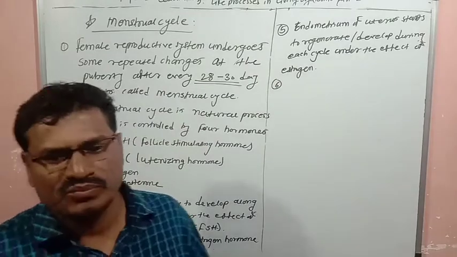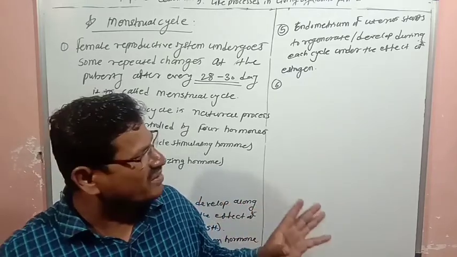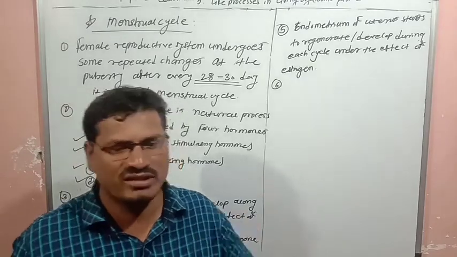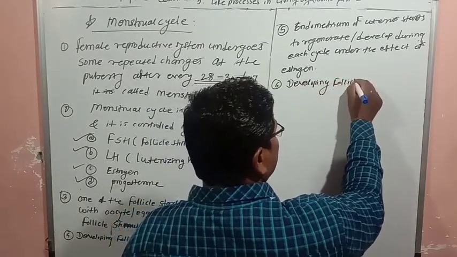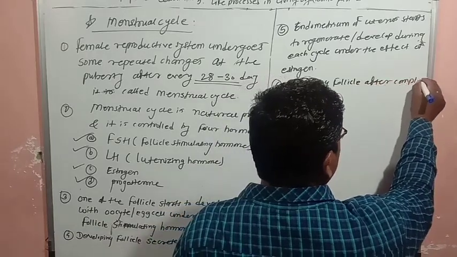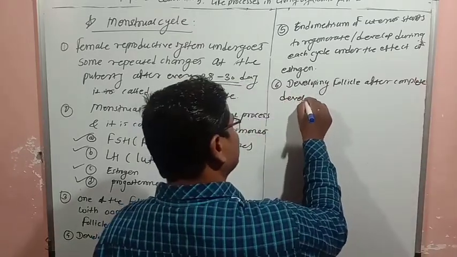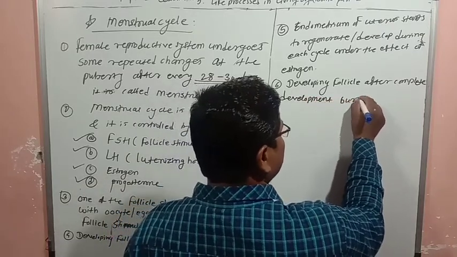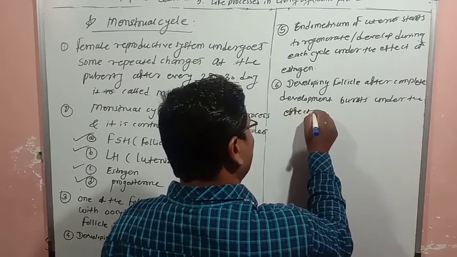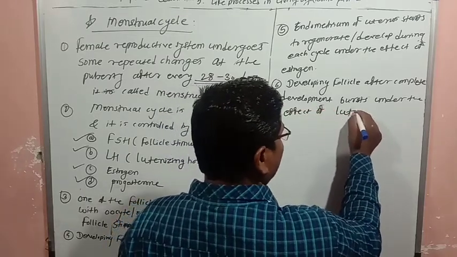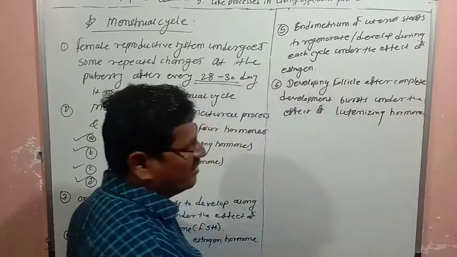Sixth point is there. The developing follicle bursts. The developing follicle completes its development, and after complete development it bursts under the effect of luteinizing hormone.